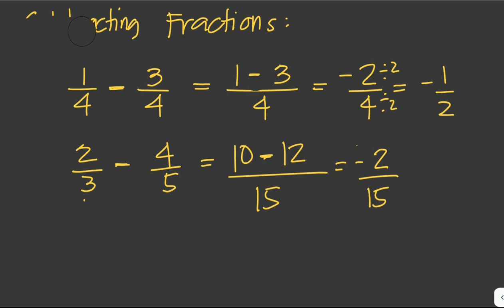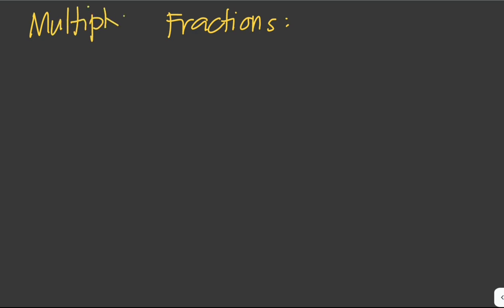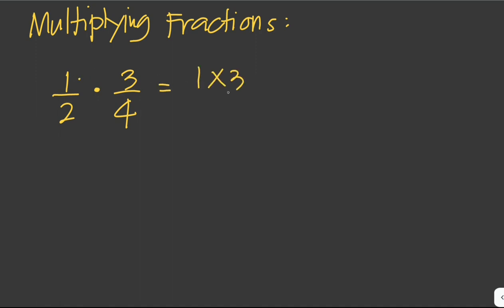And in multiplying and dividing fractions, say we multiply 1/2 times 3/4, then you can just simply multiply the numerators and denominators. So this is 1 times 3 over 2 times 4. So this is 3 over 8.